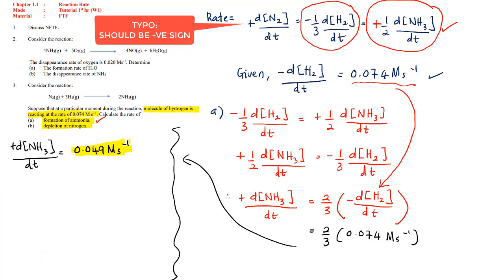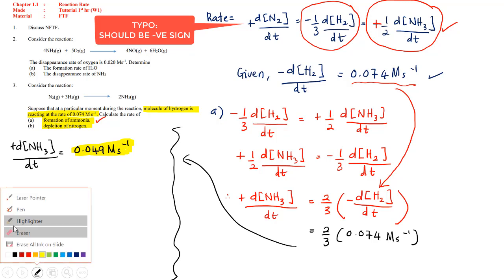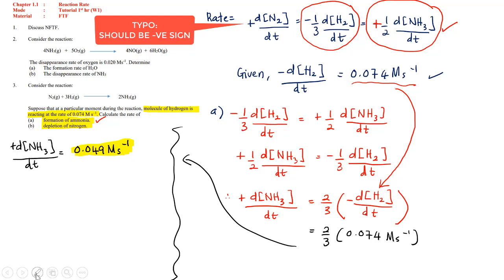So you can see the rate value is positive. Rate value mesti positif. Tak kisahlah bagi rate of formation ke, bagi rate of disappearance ke, mesti nilainya positif. Okay, do not leave your answer with that value only. So I suggest to you write a statement.